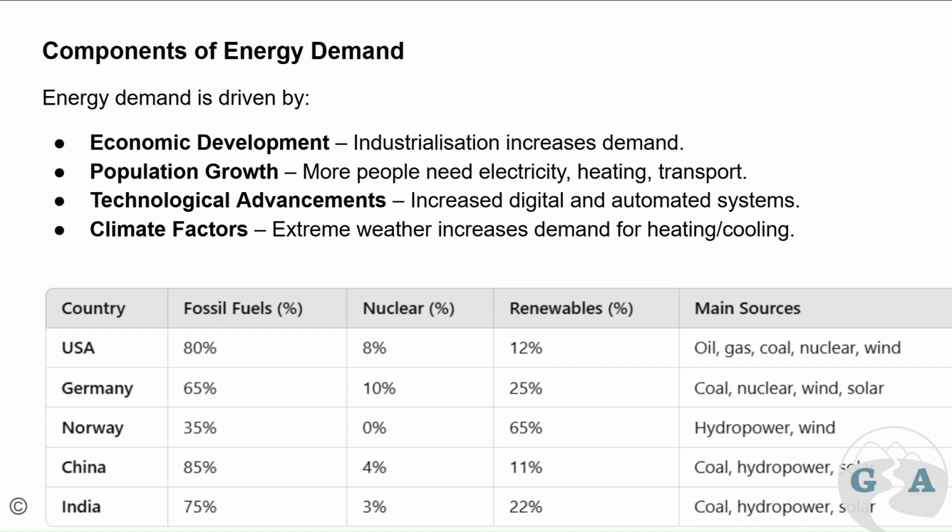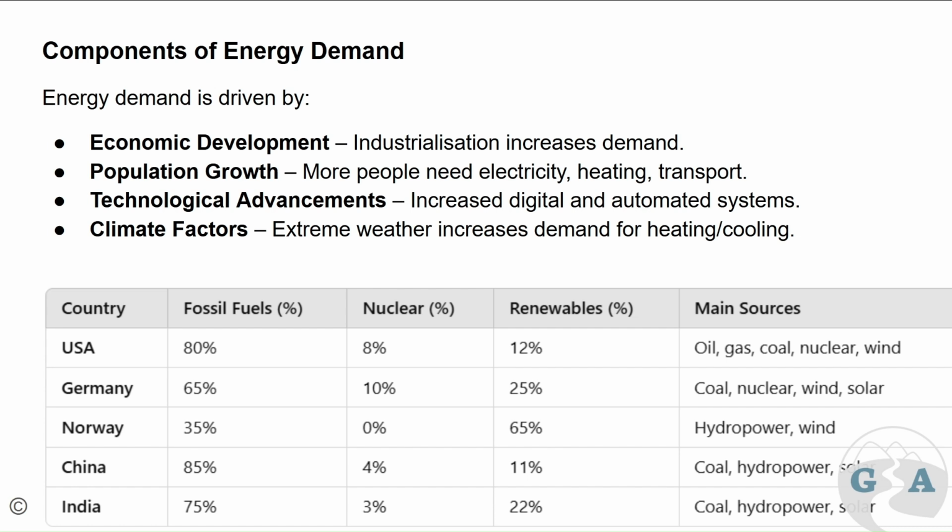So USA is 80% fossil fuels, 8% nuclear, 12% renewables. Kind of similar mix then with China as well, very similar with fossil fuels, nuclear and renewables being about 11, and China then, India with 75, 3, and 22. So there's kind of similarities there. Obviously, a bit of a difference between nuclear and fossil fuel capacity with India, and renewable energy percentage increasing drastically.